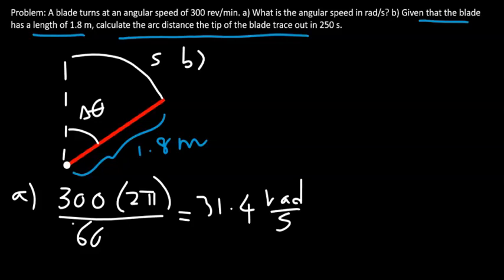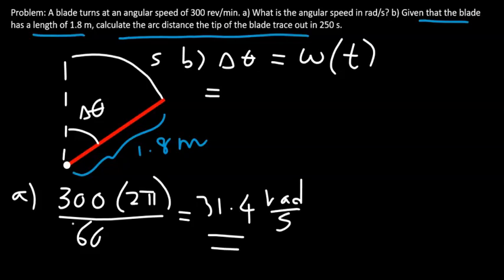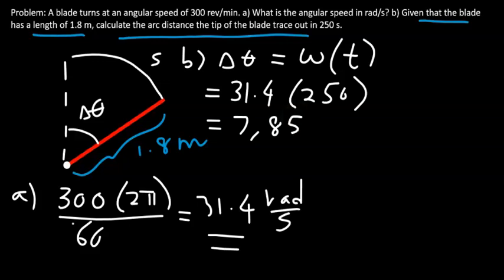And to get that, we need to know what is the angular displacement. So we can determine the angular displacement quite simply as the constant angular speed, which we have calculated in part A, times the time it takes to cover that distance. So omega is 31.4, t is 250 seconds, and that's going to give you 7,850 radian.